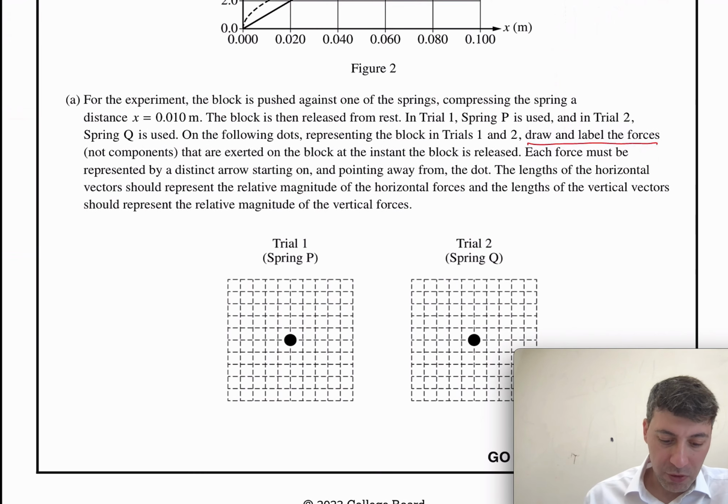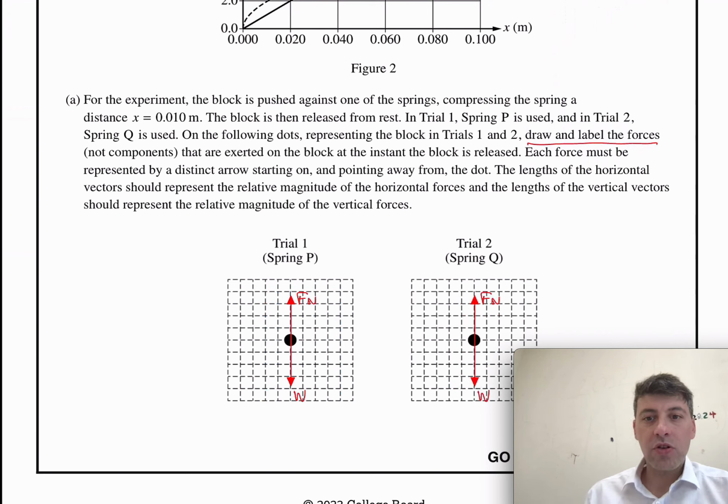Now, for the two blocks, for sure there will be the force of gravity straight down. The force of gravity, either you will call it with Fg or you will call it with the letter W as weight, and the normal force from the floor, and you will need to make sure that they have equal length. So there is a normal force from the floor. And these two forces for sure are exactly the same for the two objects.